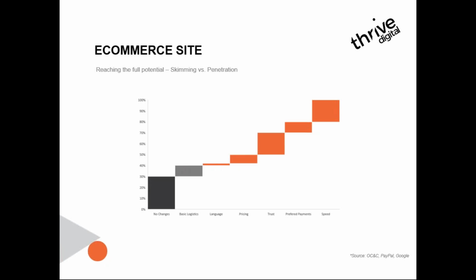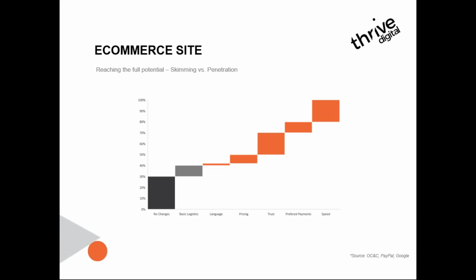Pricing, obviously selling things in euros, in dollars, in RMB, in the local currency, is very important. Trust, we spoke a little bit about because of the preferred payments. There's a lot of things that go into trust, and in some ways it's the most difficult one to address.